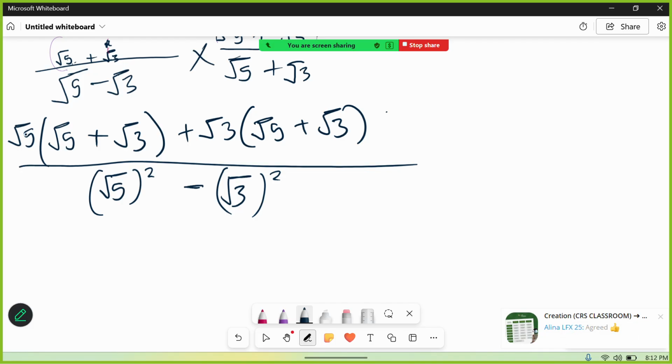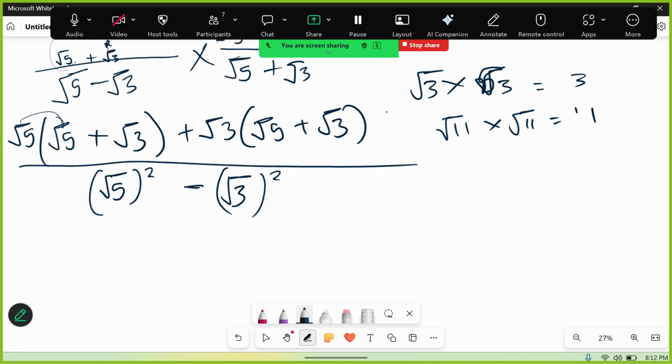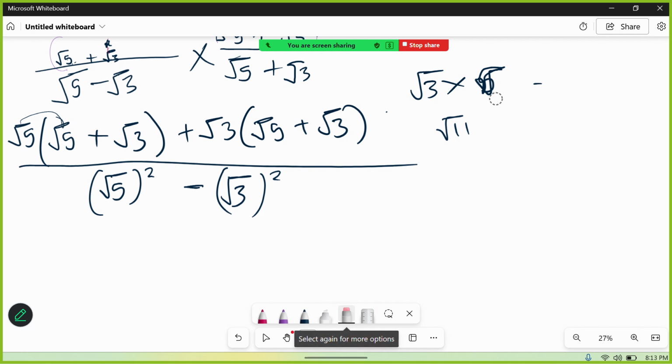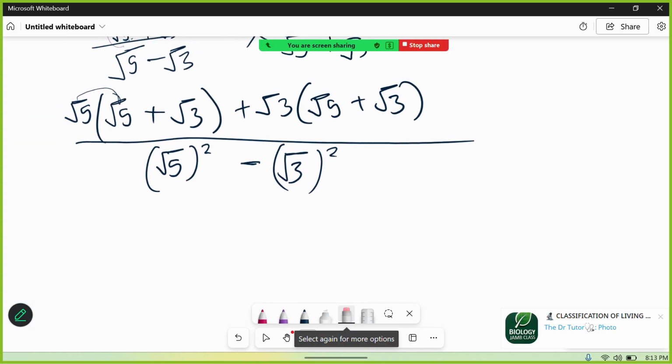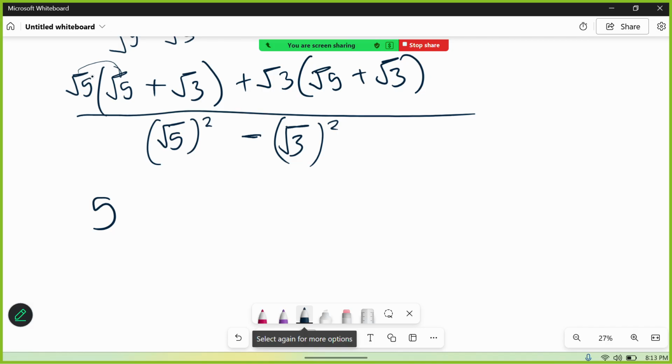Now let's carry on. Root 5 times root 5. Remember when I said root 3 times root 3? The best answer for that is what? 3, right? I said root 11 times root 11 is 11, right? So root 5 times root 5 will be what? 5. Do you understand? All these things are a very, very fast way to answer JAMB questions. JAMB, especially maths JAMB, they want to test your speed. So root 5 times root 5 is 5.